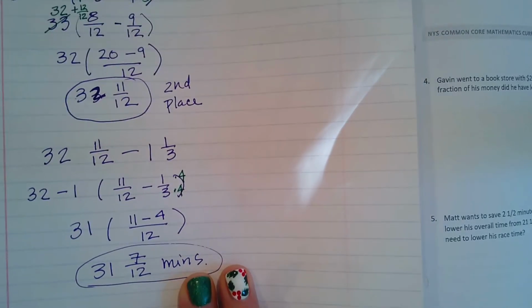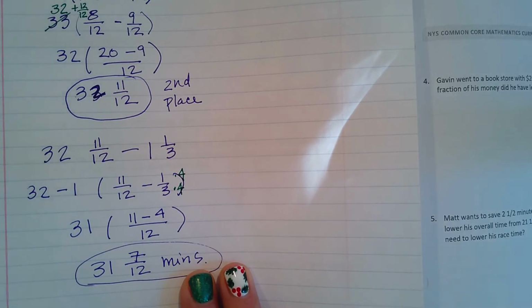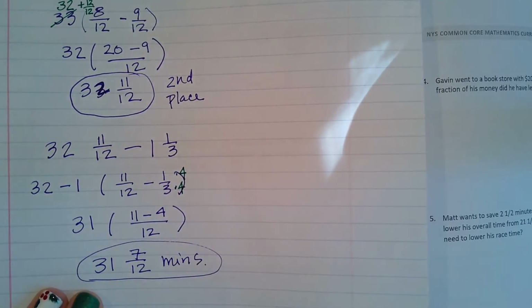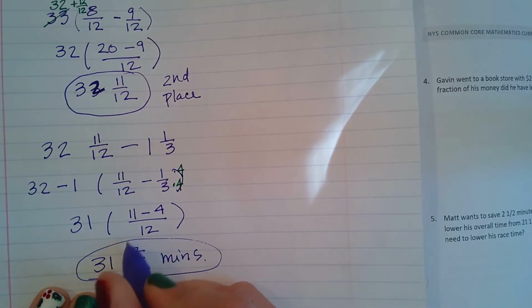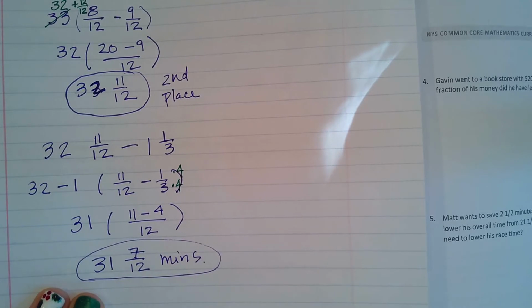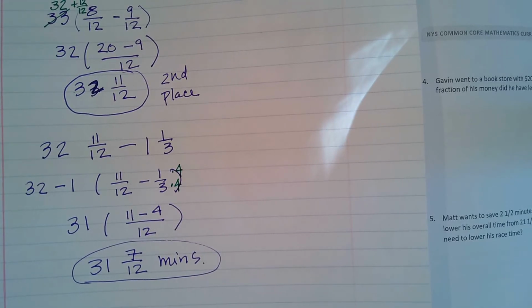Now, question. How do I convert 31 and 7/12 minutes to minutes and seconds? So what are you going to do? This is one of those things that you have to start thinking. How do I turn this into seconds? So I need to convert 7/12 into seconds. What do you think we should do? What do you already know?